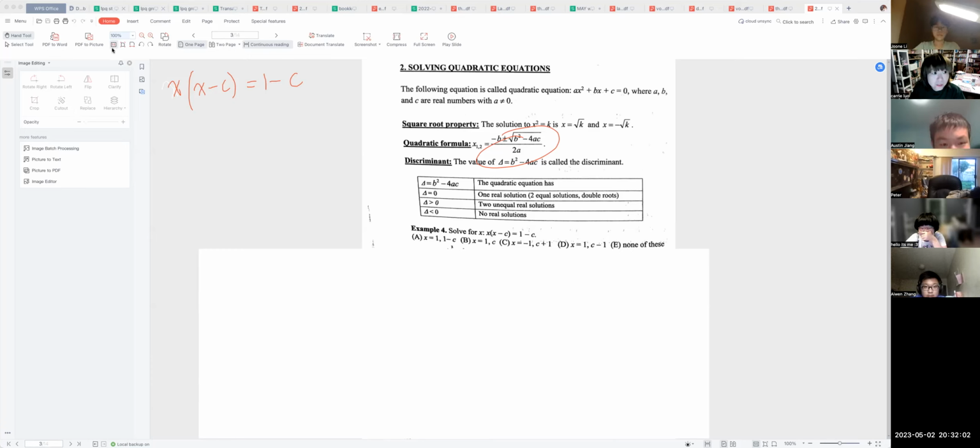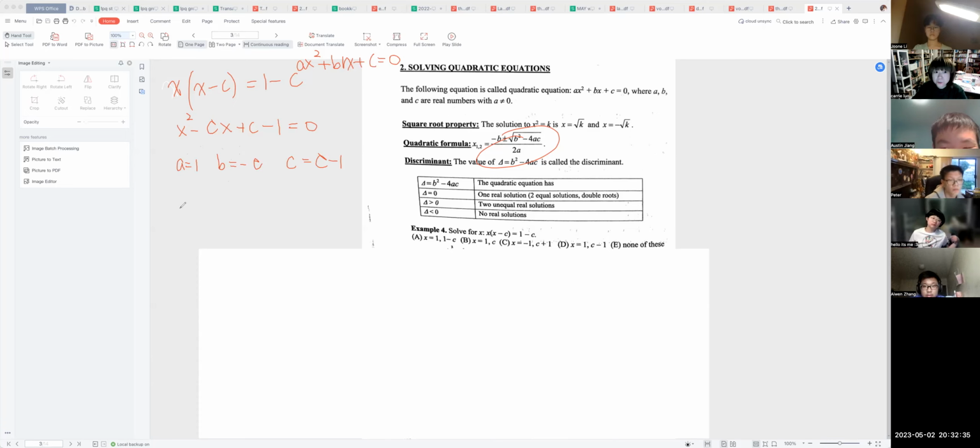Okay, so let's take a look at this one. We have x times x minus c equals 1 minus x. First of all, everybody, I need to make it a regular polynomial. So change it to the form ax squared plus bx plus c equals 0, right? So for this question, a equals 1, b equals negative c, and c equals c minus 1.